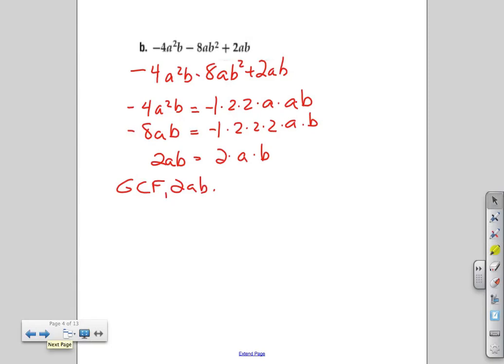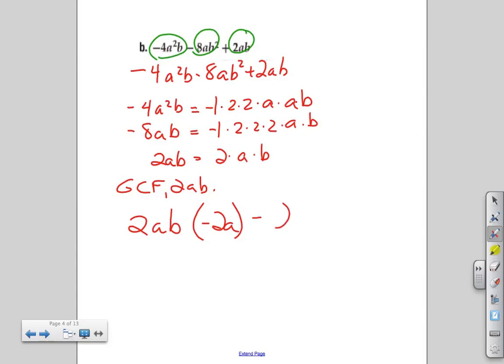Every term up here has 2AB in it. That's the greatest common factor that they have. All right? So we're going to pull 2AB out of all of them and see what we have left. So 2AB times what makes negative 4A squared B squared? Well, negative 2AB, right?